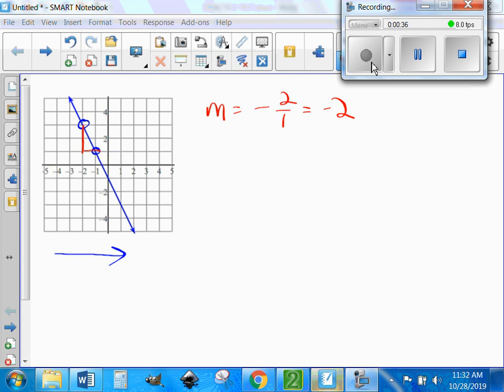And I also need the y-intercept, the b value. So I'm going to look at the y-axis and see if I cross at a whole number. And since I do, I don't have to do any kind of calculation. The b value is just negative 1. So the equation of this line would be y equals negative 2x minus 1.